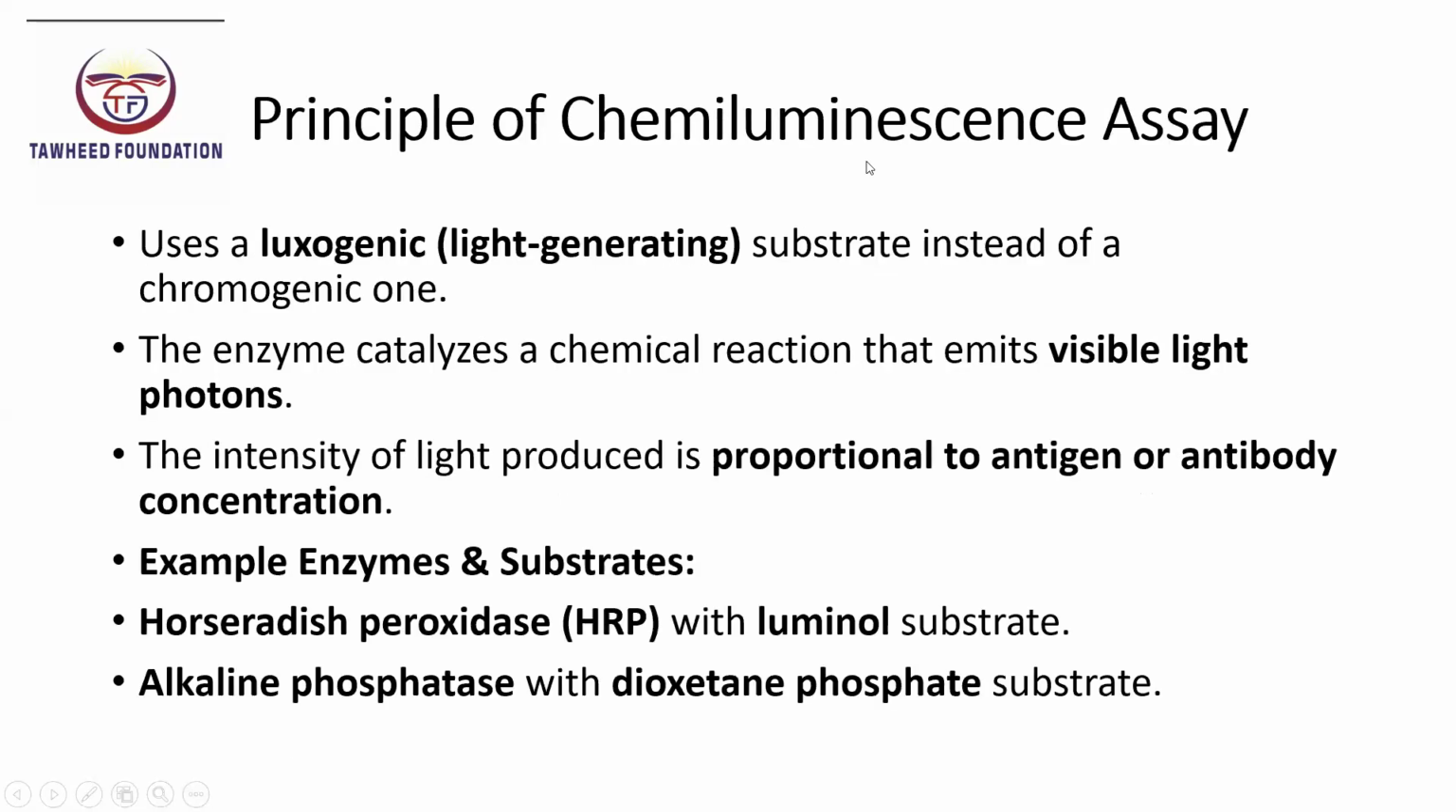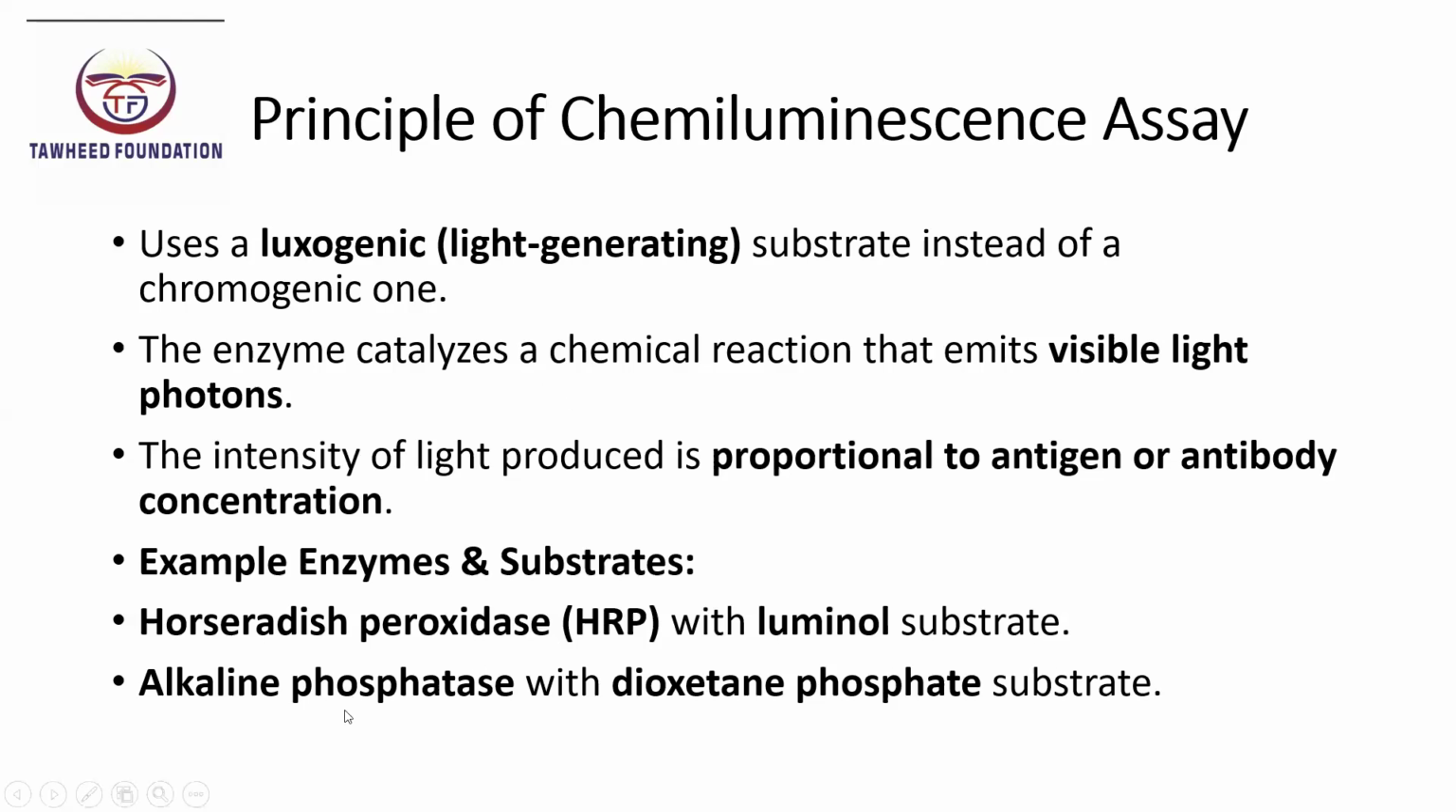Principle of chemiluminescence assays. The principle involves a luminogenic, that is light generating, substrate that reacts with an enzyme label. An enzyme such as horseradish peroxidase or alkaline phosphatase, ALP, catalyzes a chemical reaction. The reaction produces visible light photons proportional to the amount of bound antigen or antibody. The light intensity is captured by a luminometer and converted into quantitative data.